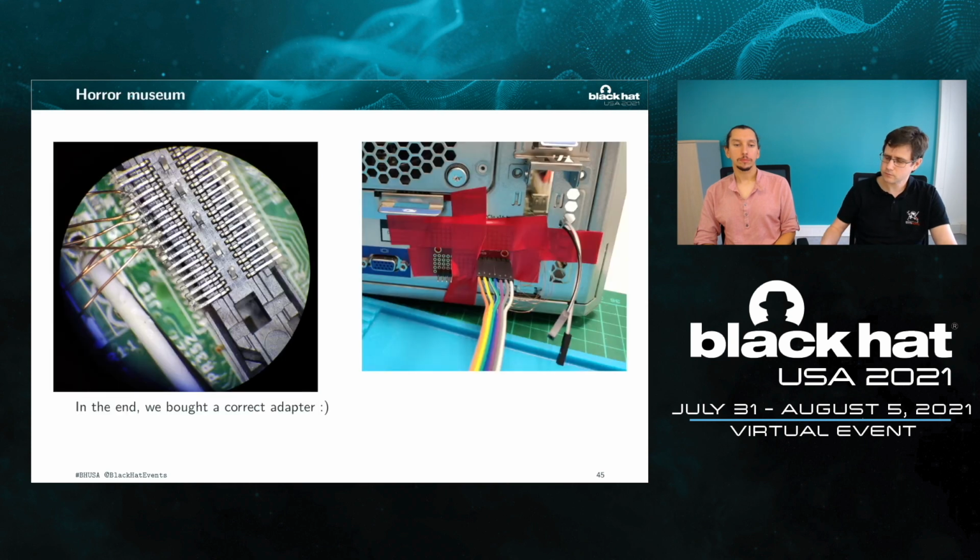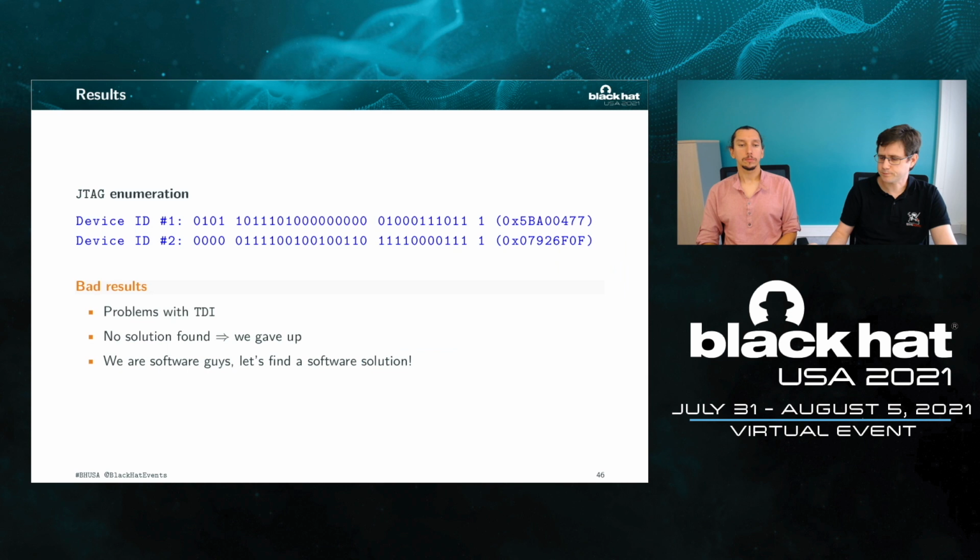JTAG debugging. So we started soldering wires to be able to interface with this port, but finally we bought a correct adapter. In the end, we were able to enumerate the JTAG chain. We saw there were 2 processors on the chain, but we had some problem with the JTAG input, the TDI pin, and we didn't find a solution to fix it. So we gave up. We are software guys, so we wanted to find a software solution to do the same.